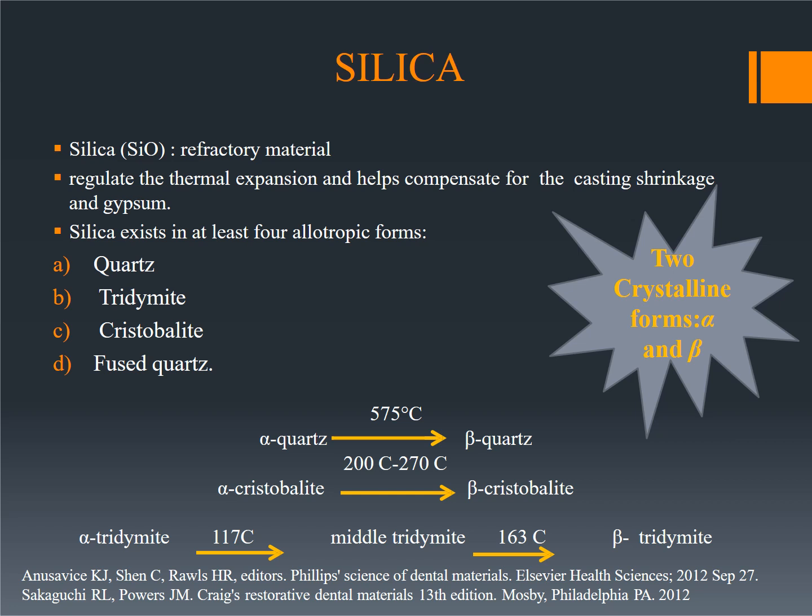Silica, the refractory material, regulates the thermal expansion and helps compensate for the casting shrinkage and gypsum. Silica exists in at least 4 allotropic forms: quartz, tridymite, cristobalite, and fused quartz. The crystalline forms are alpha and beta.